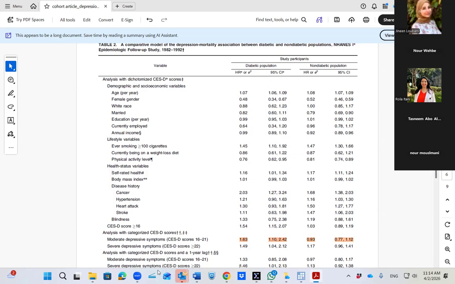Let me just quickly say, is this a cohort? Oshie, can you conclude that there is a causal association between depression and mortality? Give me two reasons why you would say that there might be a causal association, quickly. First of all, it's a cohort study, the temporality. Yes, temporality, excellent.